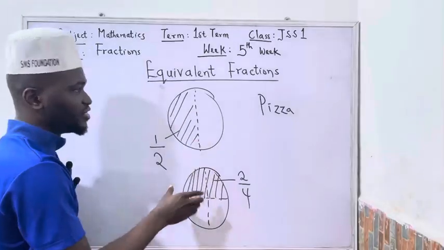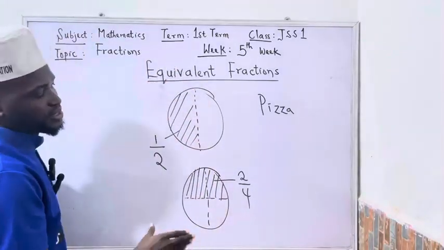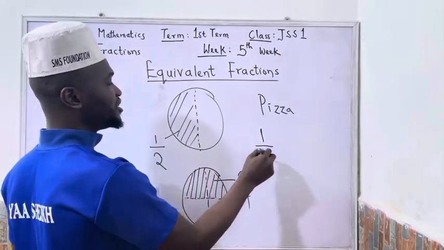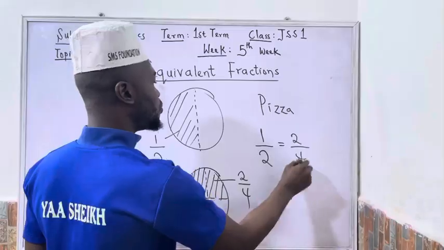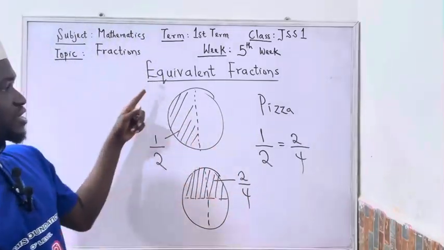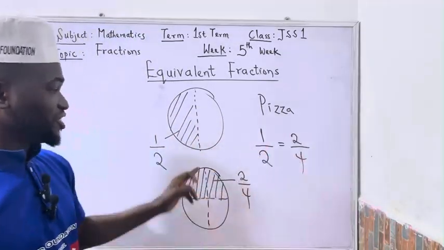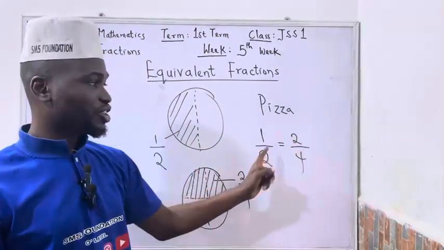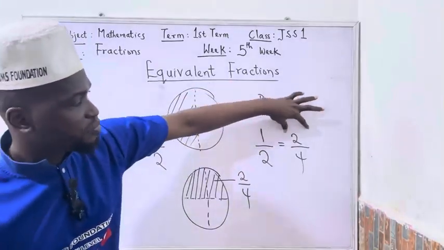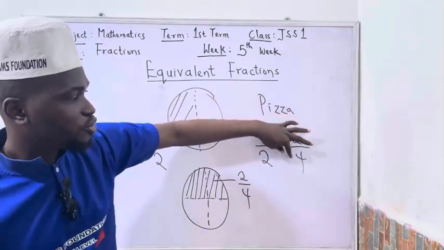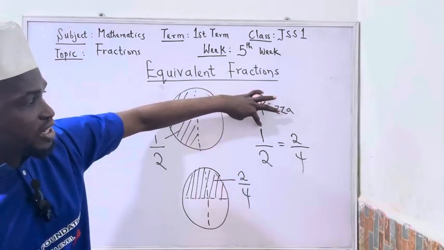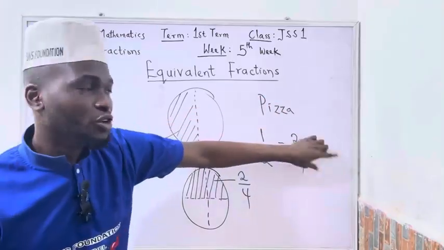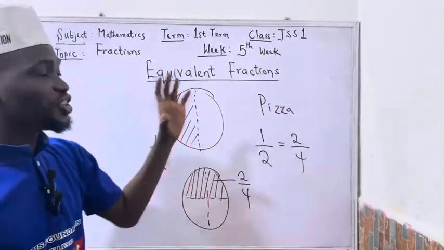Because when you watch here, this man has eaten half of the pizza, and this second man too has eaten half of the pizza. So both of you have eaten the same amount. You can see that 1 over 2, which is half, is also the same as 2 over 4, which is also half. Because at the end of the day, when you simplify 2 over 4, it will give you 1 over 2. The 2 over 4 is simply a multiple of this, just by multiplying 1 by 2 and 2 by 2. 1 times 2 will give you 2, 2 times 2 will give you 4. So this is the application of equivalent fraction.